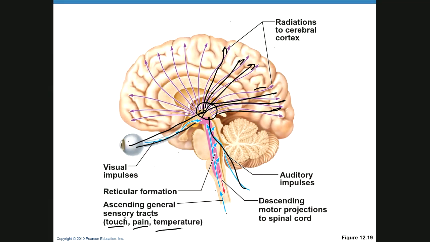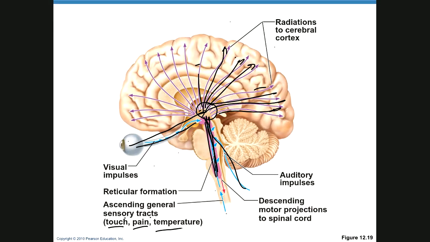Okay. So that's what we call the reticular formation. It's this pathway of sensory information that goes up through the brainstem, taking all this information to the thalamus, and the thalamus is going to take that information and relay it to the appropriate part of the cerebral cortex.